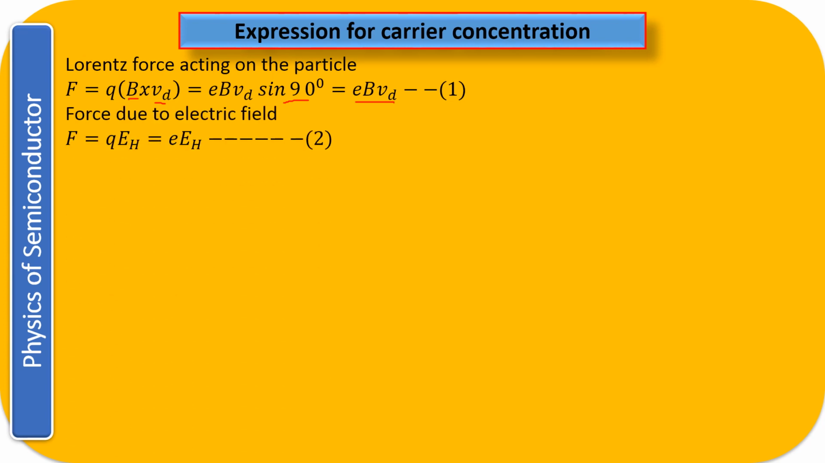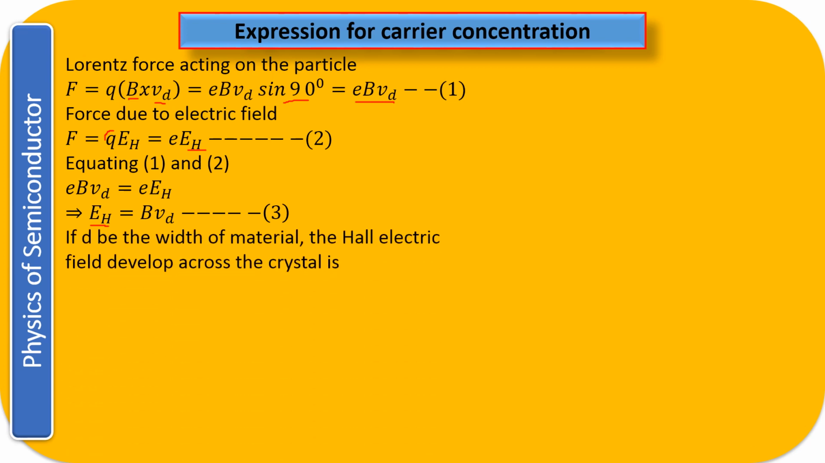What is the value of the electric force? F equal to qE. So what is the q? q is the charge of the electron. And the electric field that has been developed is called the Hall electric field, because this has been created because of the magnetic field, right? And so therefore we are calling this electric field E_H, right? Naturally these two values of the force are going to be equal, so we can equate equation 1 and 2, and if you equate equations 1 and 2, what you are getting? E_H equal to B Vd.